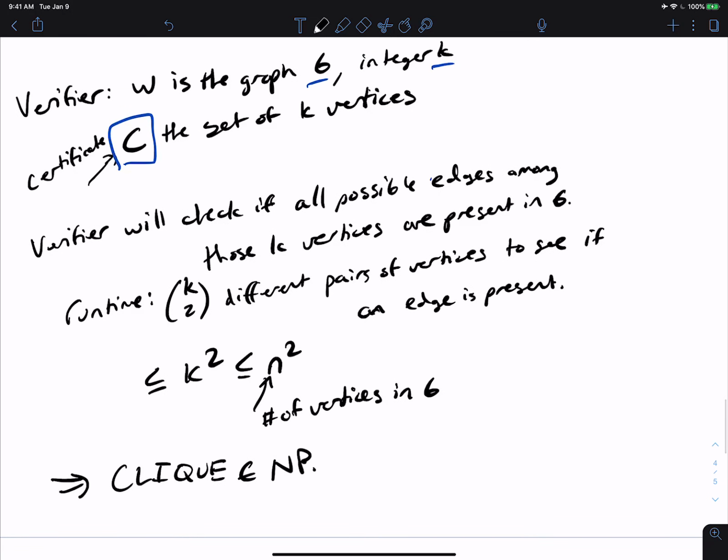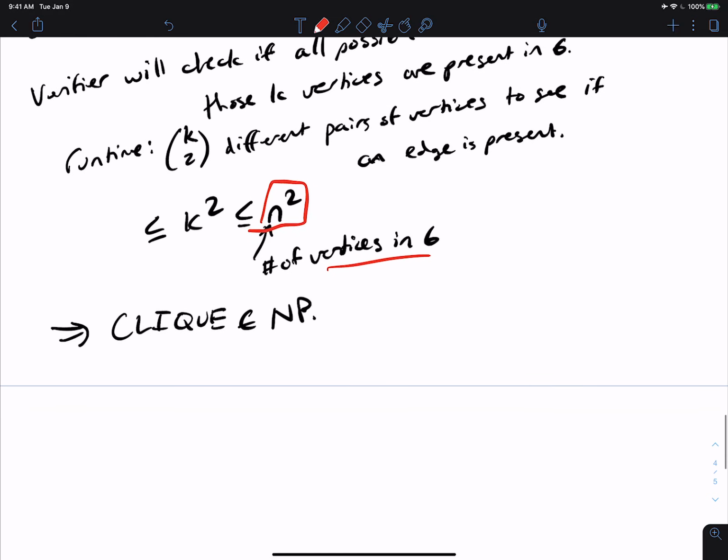Because the verifier in this case runs in polynomial time in the size of the input, which is the number of vertices in G. Well, it's actually more than that because the edges are going to count and the integer itself is going to count. So it's actually slightly less than n squared, in terms of n being the size of the whole input versus just the number of vertices. But we usually just leave all those details out. It certainly runs in a polynomial amount of time. That's all that matters here. So clique is in NP.